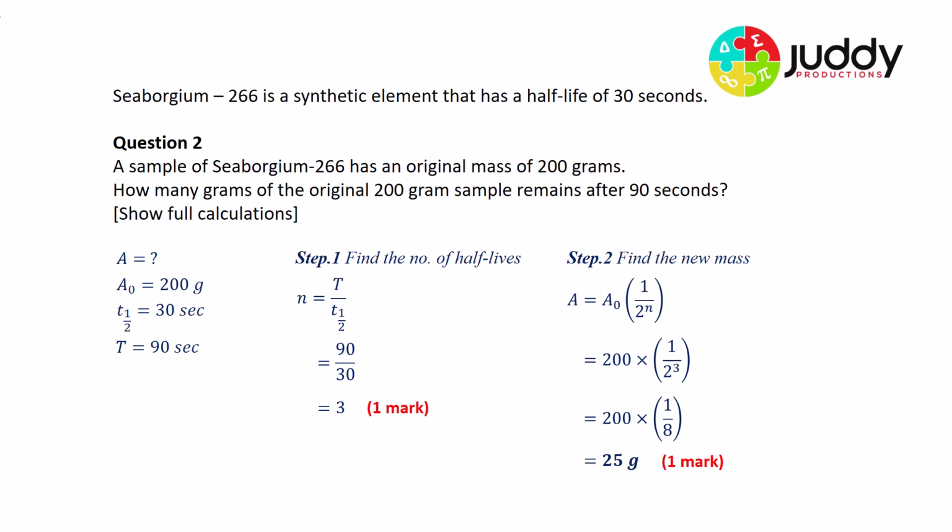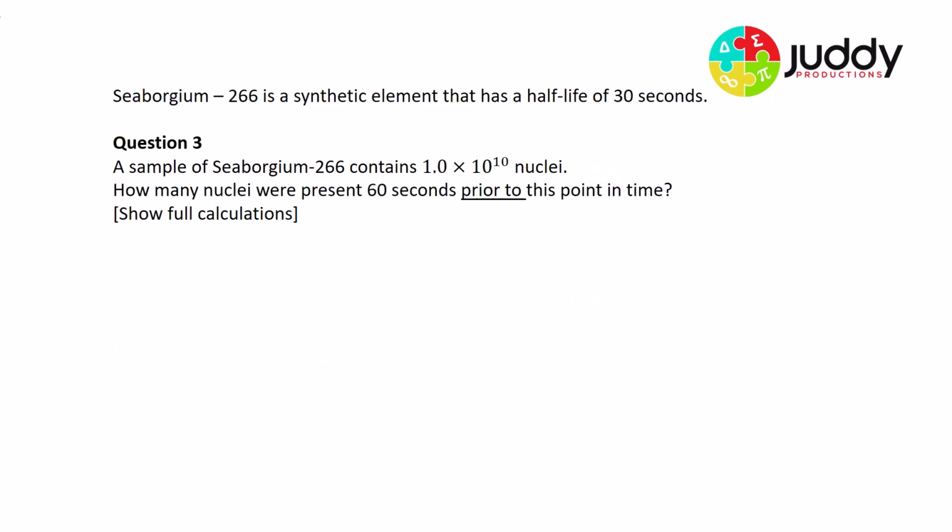1 mark for the number of half-lives calculated to be 3, and 1 mark for the 25 gram as a final answer. Question 3, a sample of Cesium-266 contains 1.0 by 10 to the 10 nuclei. How many nuclei were present 60 seconds prior to this point in time? And we want to show full calculations.